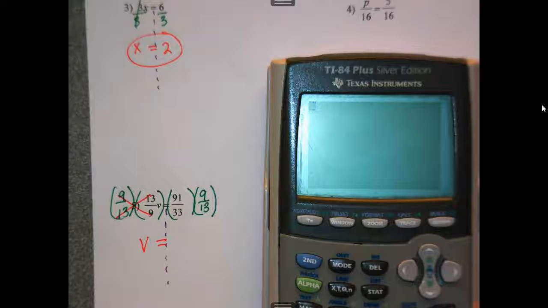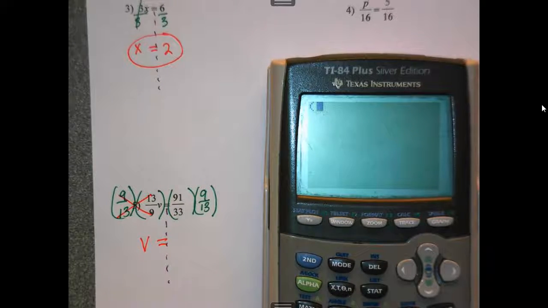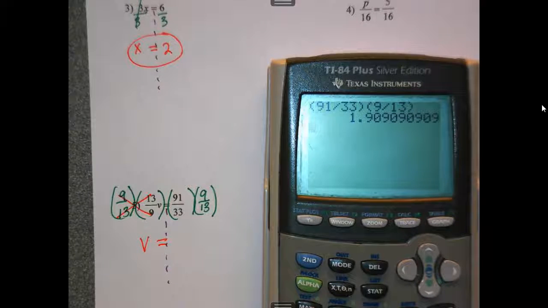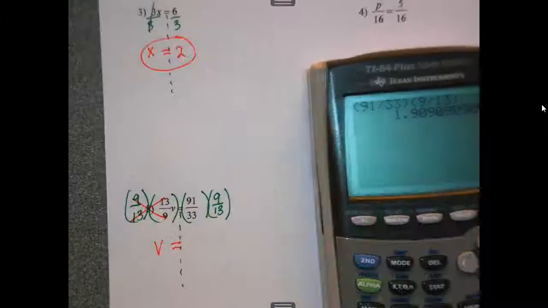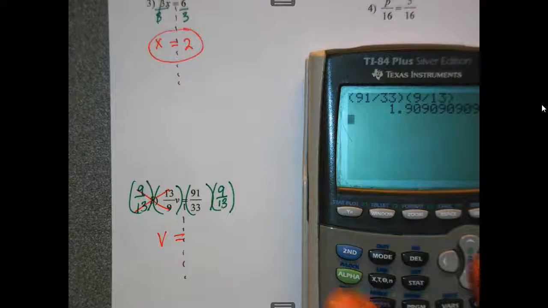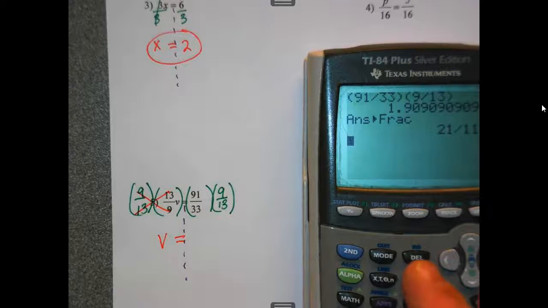And I'm going to make sure you always put fractions in parentheses. I'm going to take 91/33 and multiply it by 9/13. Hit enter and get a decimal. How do I get it back into a fraction? That's right, hit math, enter, enter. 21/11.